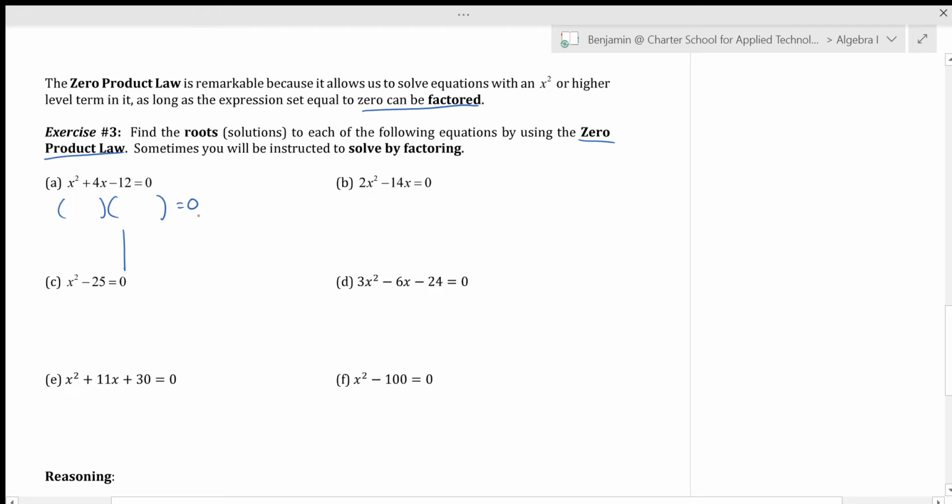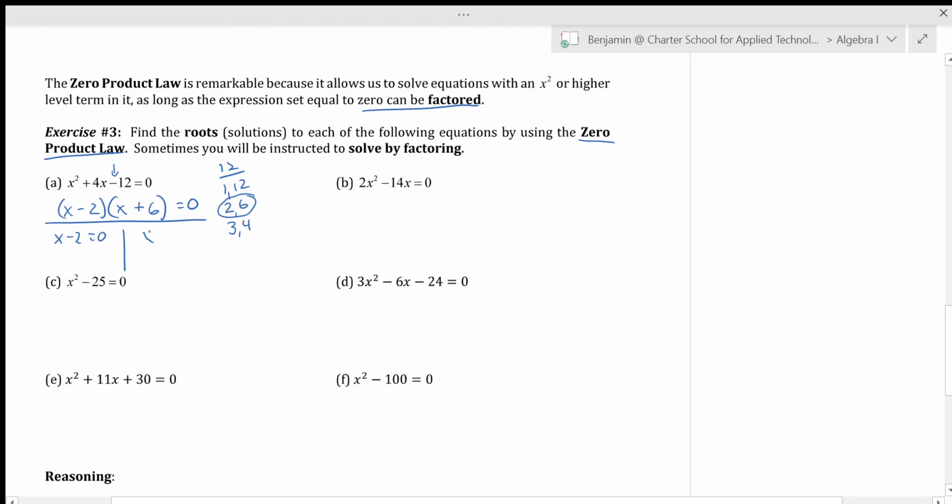I'm just going to add an extra step. So 12 gives you 1 and 12, 2 and 6, 3 and 4. So which ones subtract to be 4? That means x plus 6. So x and x gives you x squared. You got 2 and 6 make 12. If you multiply them, or if you subtract them, you get 4. I need to have a positive 6 and a negative 2 to give me a positive 4 if you subtract them. So you get x minus 2 equals 0.